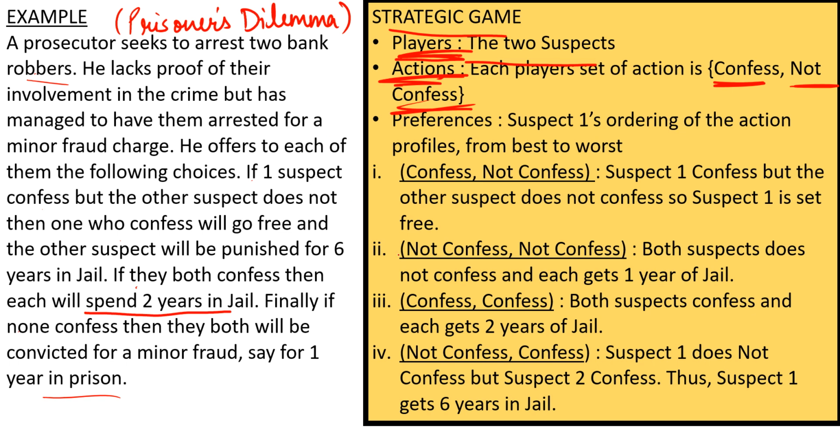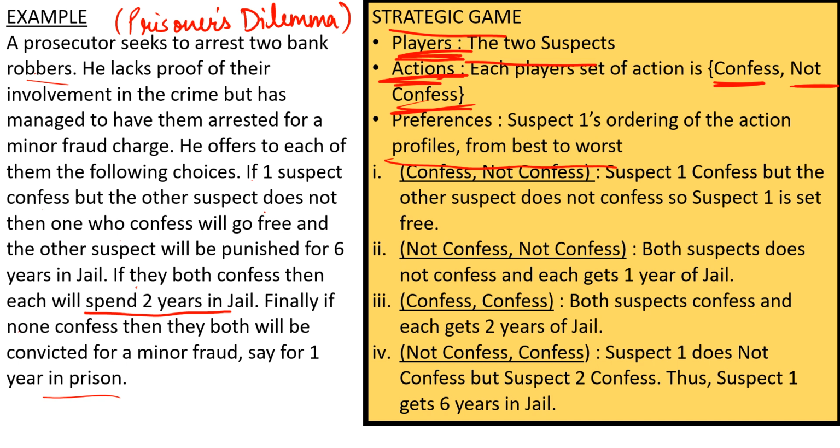Now, preferences. Suspect 1's ordering of the action profile from best to worst. Let's suppose I am one of the suspects. What will be the best preference for me? For any game theory, it's important that there are 2 assumptions: rationality and maximization. I will try to maximize my utility, and whatever I'm doing, there's a reason behind it. To maximize my utility, I would like to have the minimum years of jail. So the best situation for me will be where I have minimum jail or no jail.